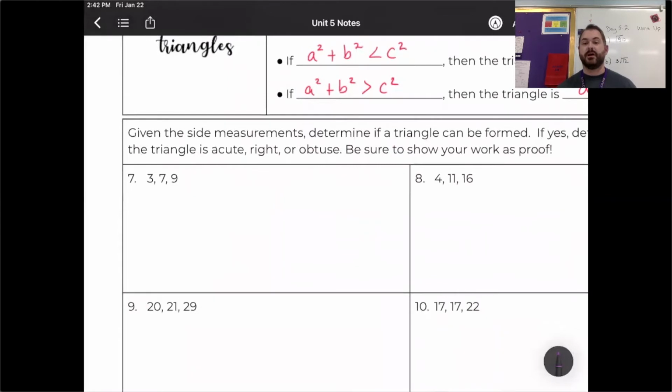First, you want to figure out, do the two shorter numbers add up to more than the third number? C is always the biggest number. In this case, C is the 9. Okay, so I check 3 plus 7, which is 10. 10 is greater than 9. So this is a triangle. The two shorter sides add up to more than the third side.